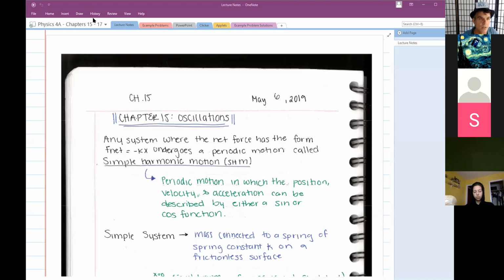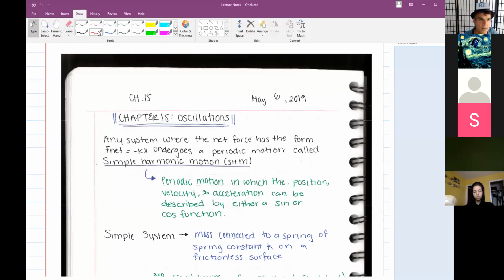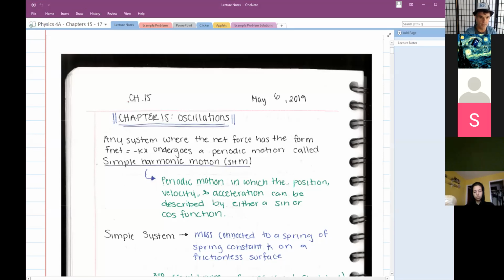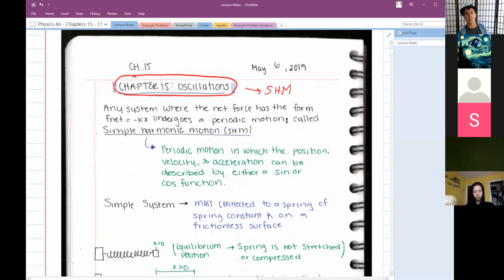Okay, so now we are starting officially chapter 15. It's all about oscillations. And in this chapter, we're really dealing with what's called simple harmonic motion, which we write as SHM. Let me preface this by saying that we are usually looking at a mass connected to a spring when analyzing simple harmonic motion. It's not because springs are so important, it's because there are many physical systems that can be modeled like a spring.